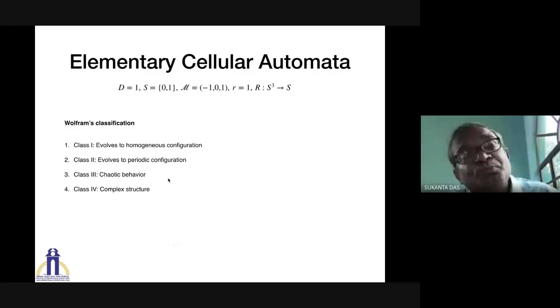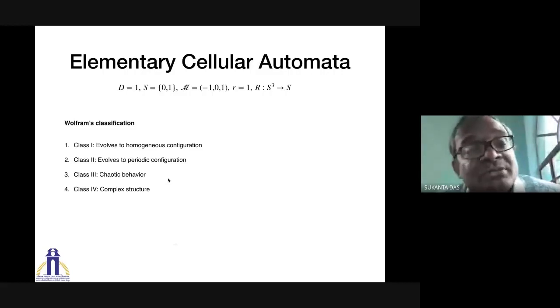Wolfram observed that a group of CA show chaotic behavior, like rule 90, rule 150, rule 60, rule 30, rule 45. They show chaos. And the fourth class will be the most interesting one: the complex structure. Although I don't have a slide here, I don't know how much I'll be able to cover in this course.